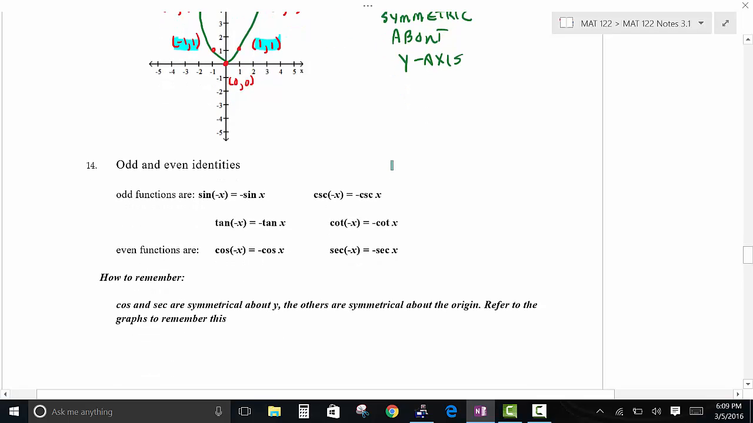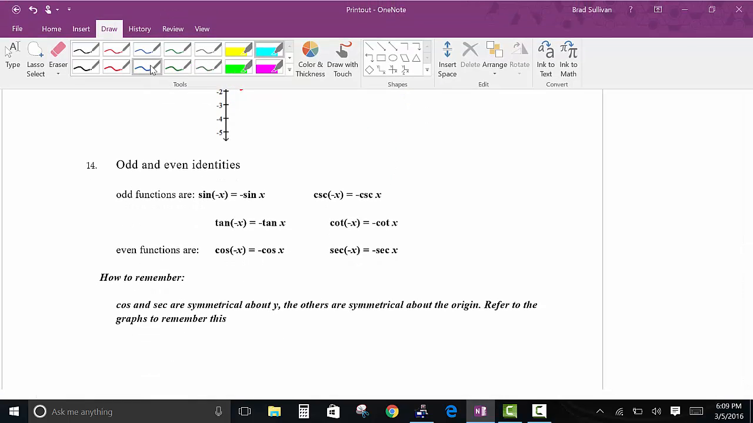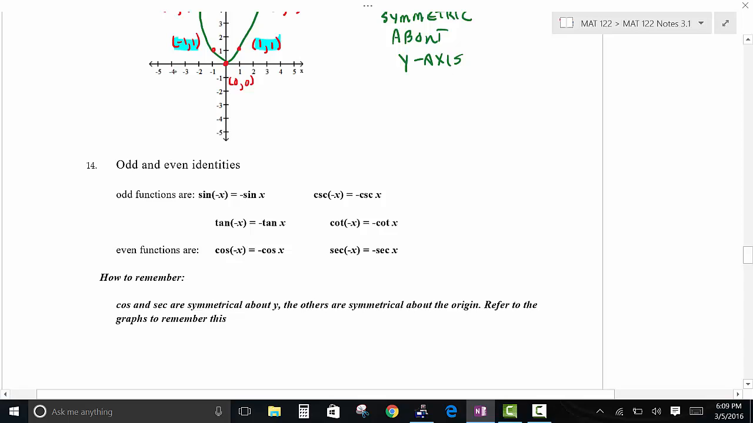Okay, now one of the reasons I want to spend some time reviewing that is because we have what we call odd and even identities in trigonometry. So we want to be sure that we're clear on how these go. These are the odd and even identities. So basically, there are two even functions in trigonometry. The cosine and the secant are examples of even functions. Okay, they're even functions. Their graphs are symmetrical about the y-axis.